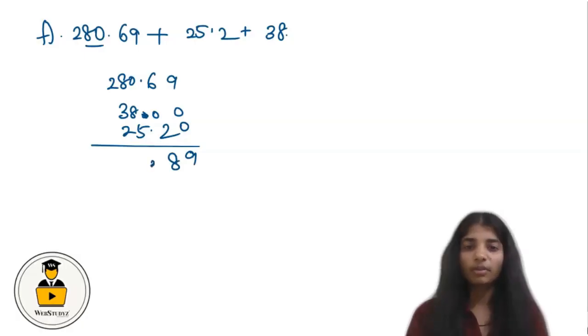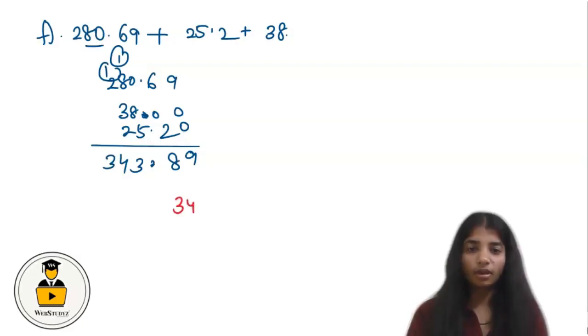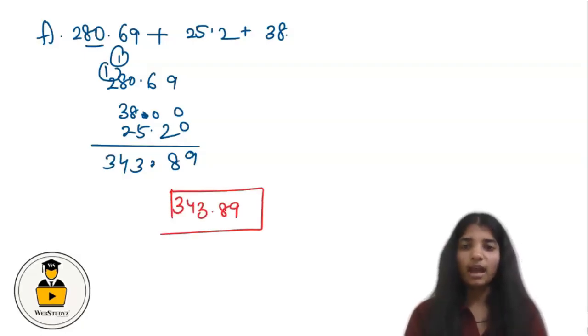This is the point from here. So 0 plus 8 plus 5 is 13. 3 is here, taking 1 there as carry. This becomes 0 plus 8 plus 1 is 9, 9 plus 3 is 12, 12 plus 2 is 14. 4 is here and taking 1 there as carry. So 2 plus 1 is 3. So we can say that the answer to this part is 343.89. So this is the answer to part F of this question.